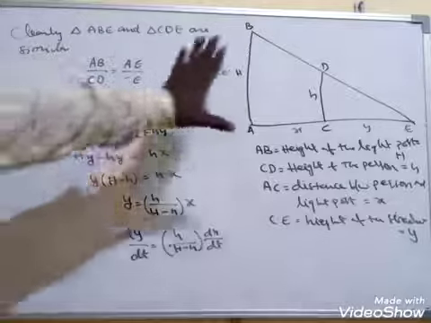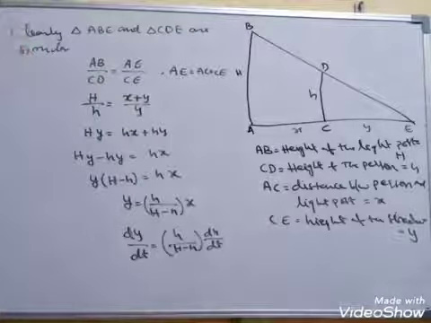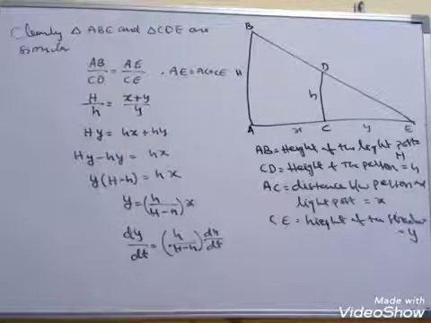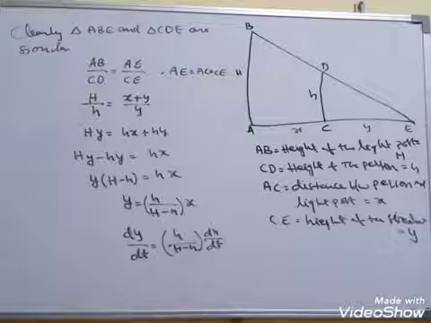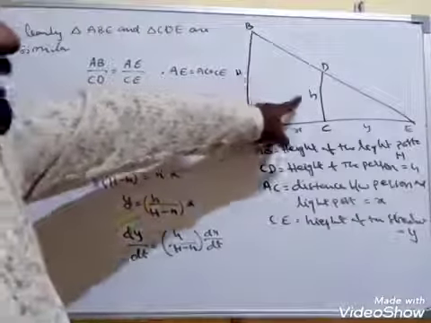Next, if you draw the diagram, you come to know that triangles ABE and CDE are similar. Similar means the ratios of their sides are proportional. That's why I take AB by CD equals AE by CE. Now AB is equal to capital H, and CD is equal to small h.